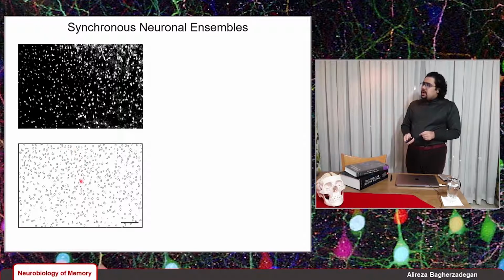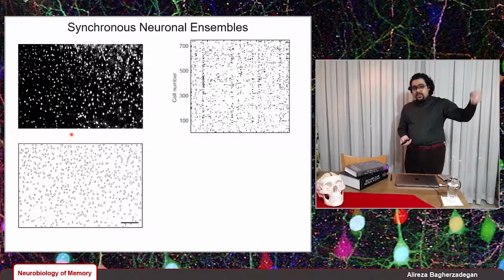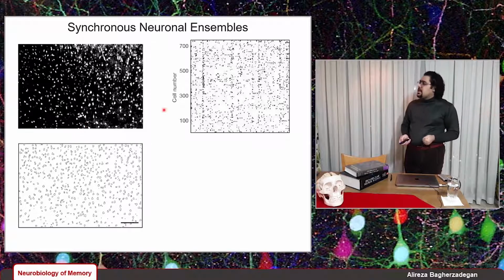In a contour plot, you can see it demonstrates the contours of individual cells, and this is a contour plot related to the same image here. These are the contours of around 754 neurons, okay? Then what scientists do is use a raster plot to detect those neurons that are active at the same time, or fire at the same time.